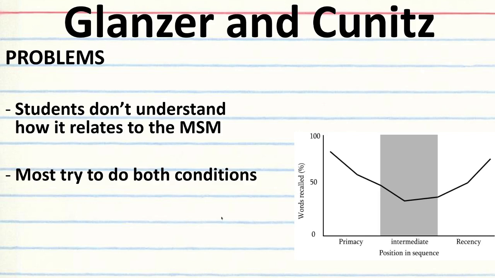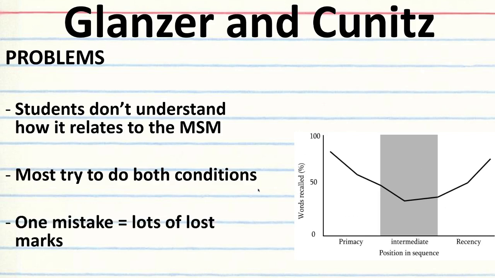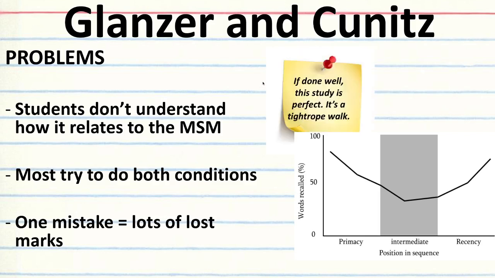But most students try to do the primacy and the recency effect, and that's where they fall down. And if you make that mistake in the beginning, just that simple mistake in the beginning causes lots of lost marks throughout the AA. So Glanzer and Cunitz, it's another tightrope walk. Could be done properly, but has many limitations.